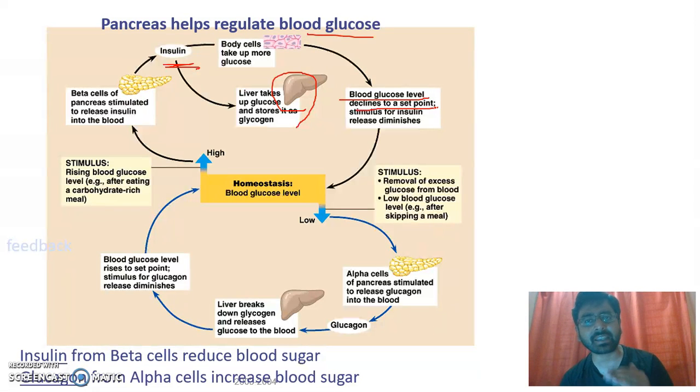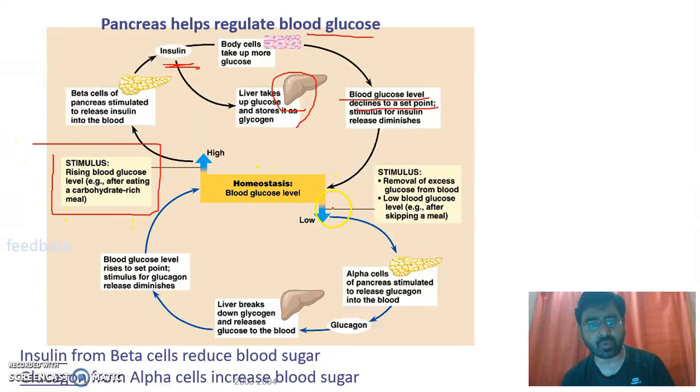It needs to come back to that point, and when it starts decreasing below that optimum level, then you will feel hungry. Then you will feel the need to take some more food, so that there is another round of supply of blood glucose. So this is the stimulus. The rising blood glucose is actually the stimulus.